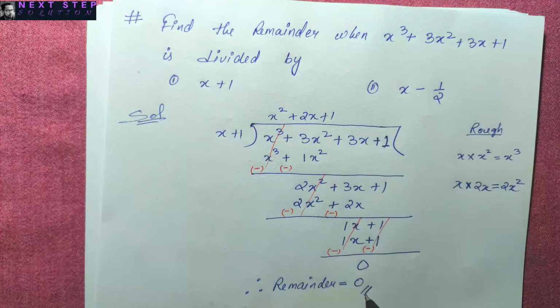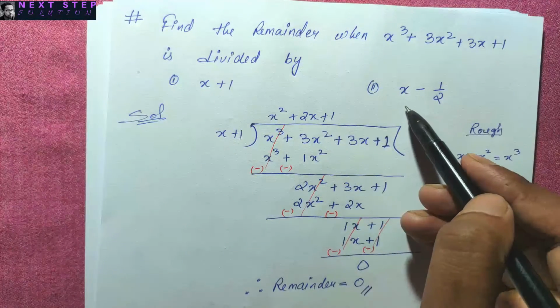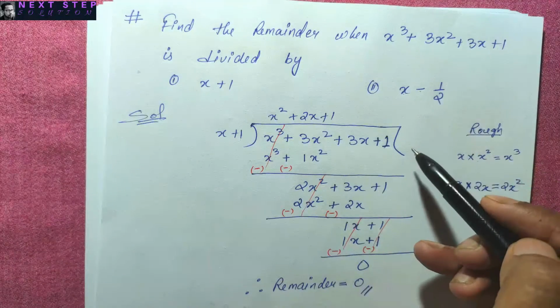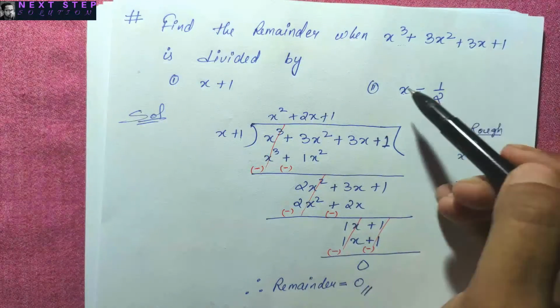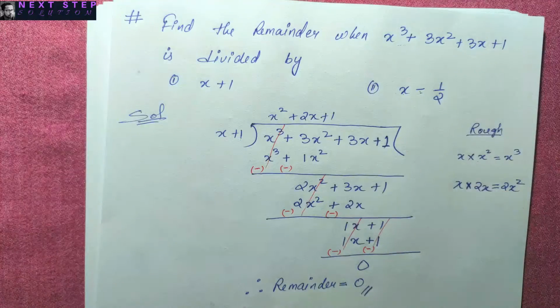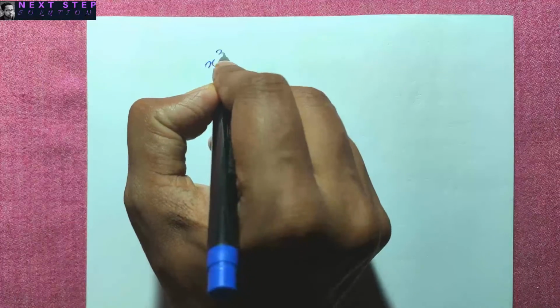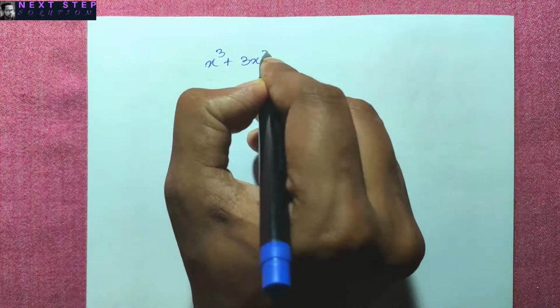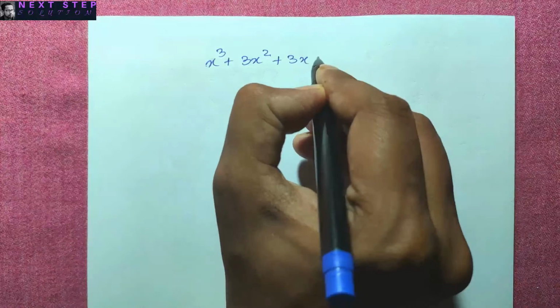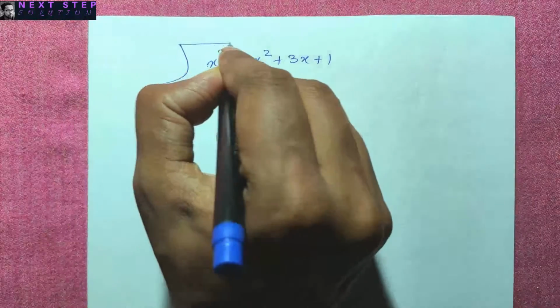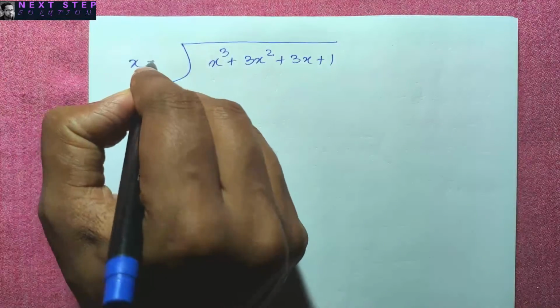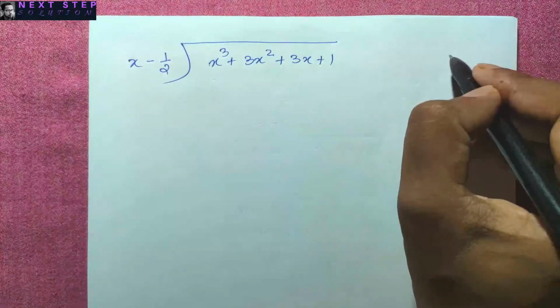This becomes the answer. Now let us divide with x minus 1 by 2. We will divide this polynomial with x minus 1 by 2. The polynomial was x cube plus 3x square plus 3x plus 1, and we are going to divide this with x minus 1 by 2. Here we need rough.